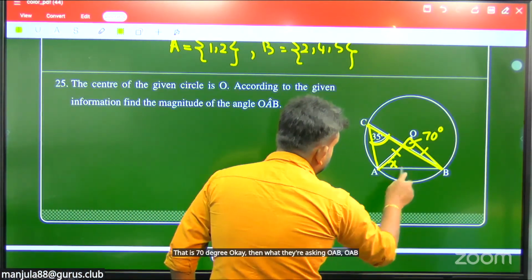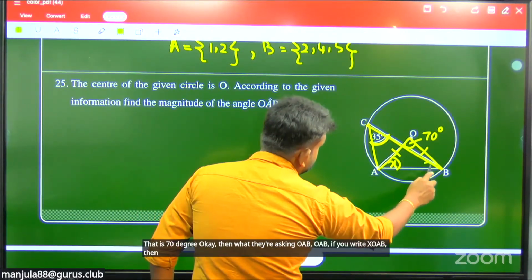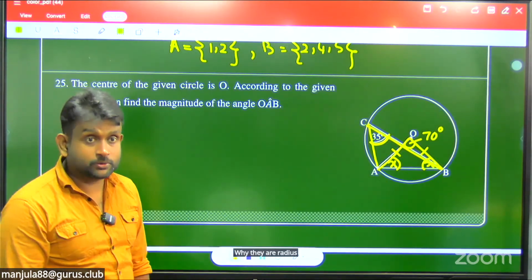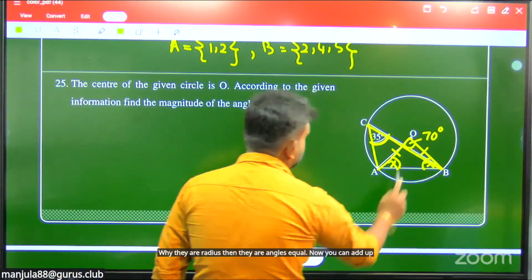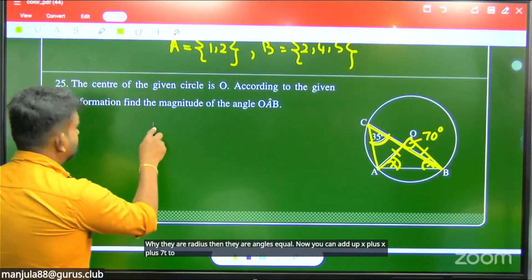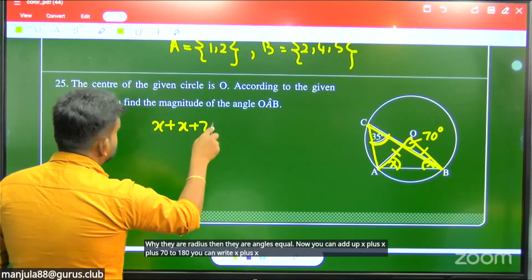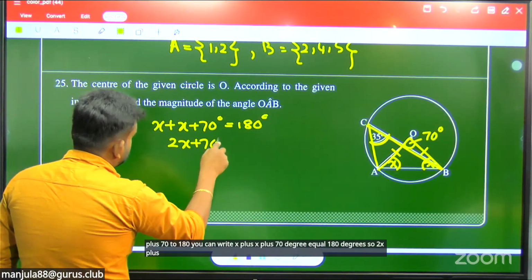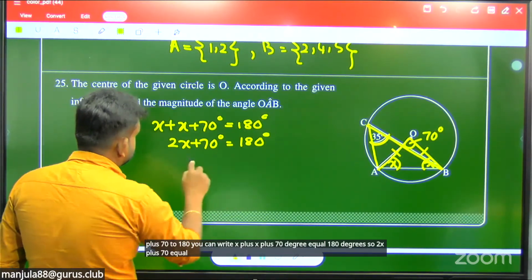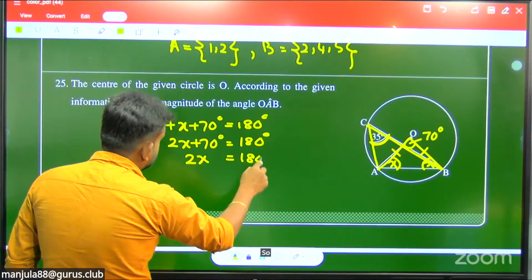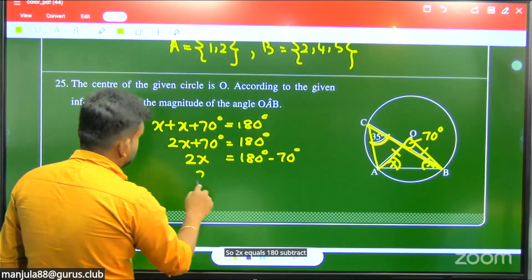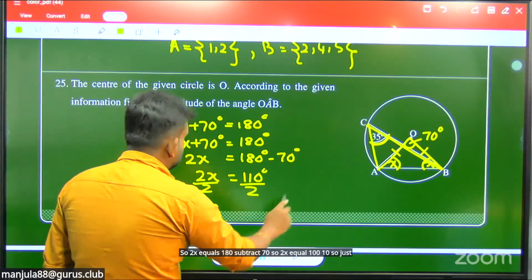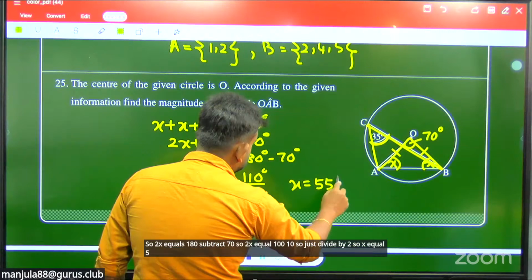If you write OAB as x, then since these two sides are equal, here also x. Why? They are radii, so their angles are equal. Now you can add up: x plus x plus 70 degrees equal 180 degrees. So 2x plus 70 equal 180. So 2x equal 180 minus 70, so 2x equal 110. Just divide by 2, so x equal 55 degrees.